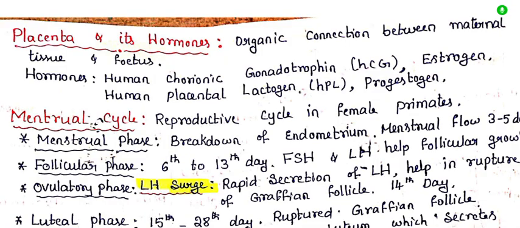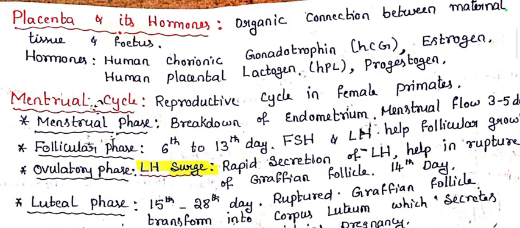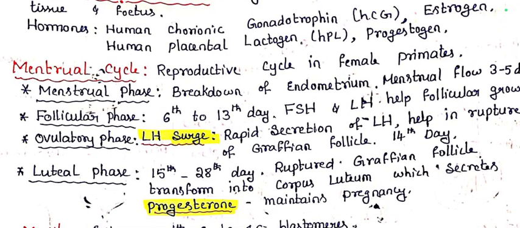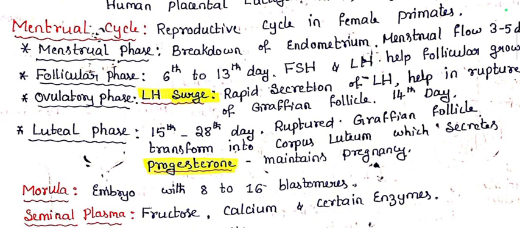Remember the organic connection between maternal tissue and fetus is placenta, and the hormones secreted by the placenta include human chorionic gonadotropin, estrogen, human placental lactogen and progestogen. Menstrual cycle you can find in primates. It's a reproductive cycle. In female primates there are 4 phases: menstrual phase, follicular phase, ovulatory phase and luteal phase.